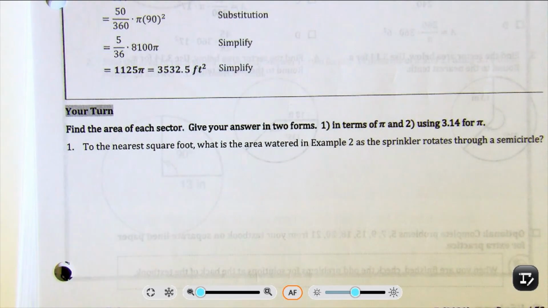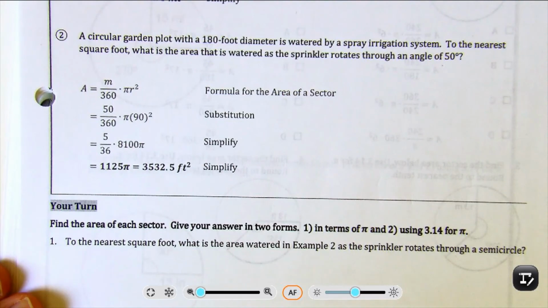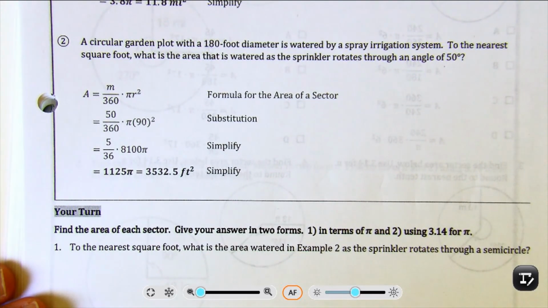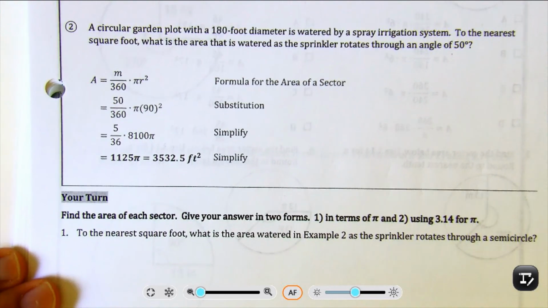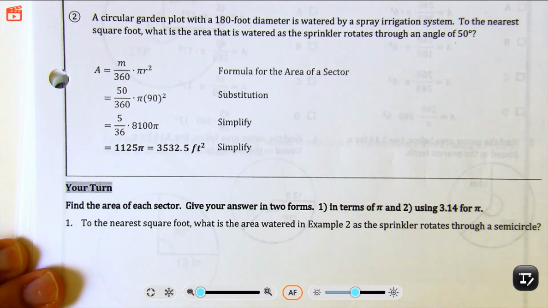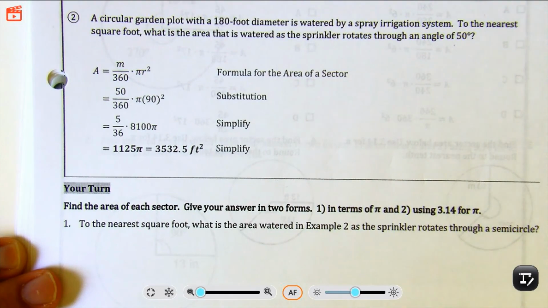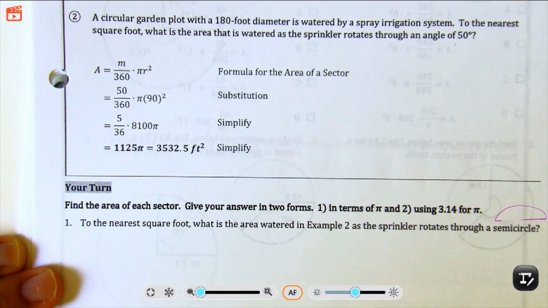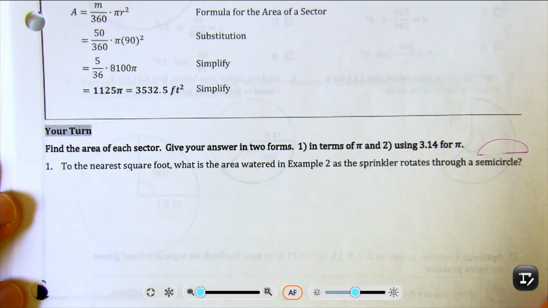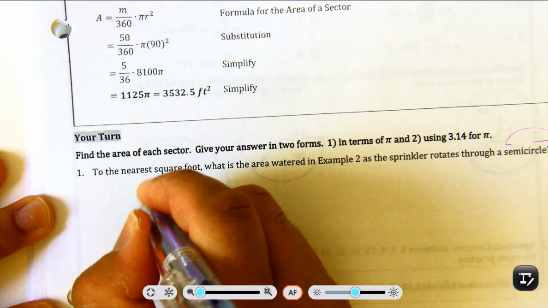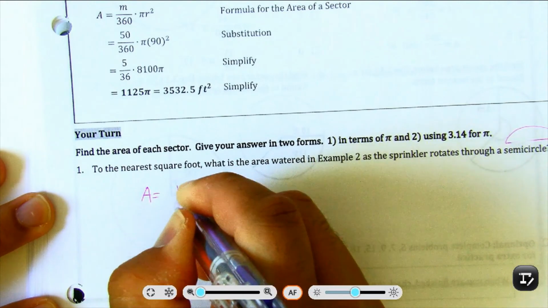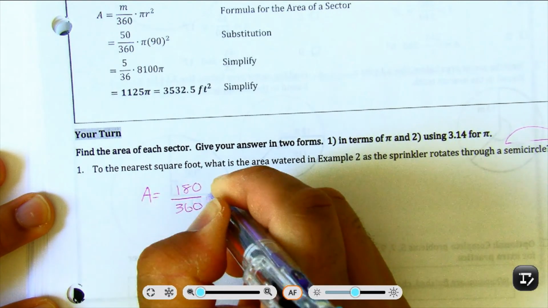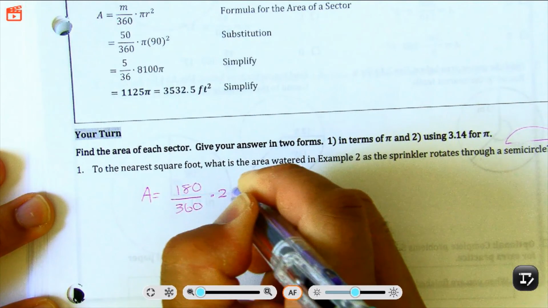We know the radius for problem number 2 was 90, and we know that the sprinkler is going to rotate through a semicircle. So what that means is, if I draw a picture, a semicircle is half a circle. So the area is equal to 180 over 360 times pi r squared. So times pi times 90 squared.